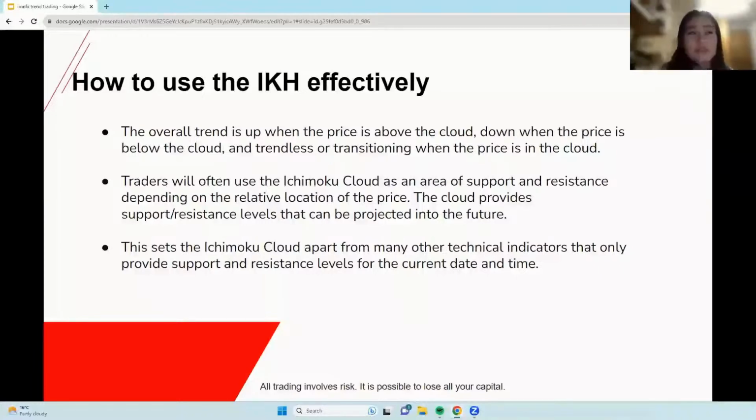As I mentioned earlier, we typically like to just look at the cloud if you are looking for an indicator that's very easy to read, or you don't really have the time to analyze each of the lines.